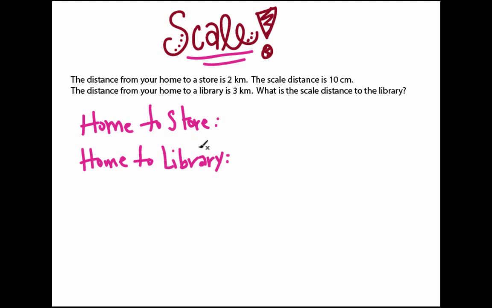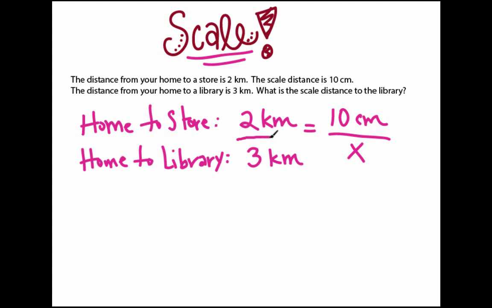The next step is we're going to be creating an equation based on what the question gives us. The question gives us the distance from the home to the store, and that's 2 kilometers. And the scale distance is 10 centimeters, so 2 kilometers is really equal to 10 centimeters. Then it tells us that the distance from home to the library is 3 kilometers. But it doesn't tell us what the scale distance is to the library, and that's what we're trying to solve. So we're going to use the letter x as the variable of what we are trying to solve. Now this here is the equation that's created just by using the values given in the question.